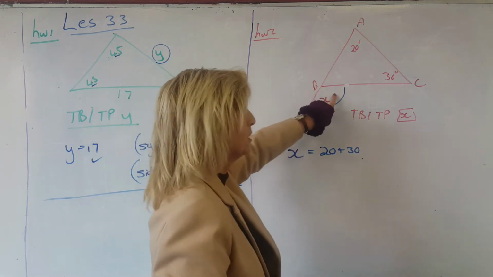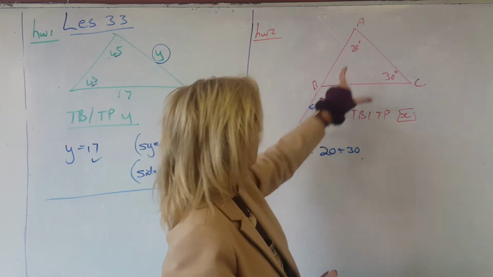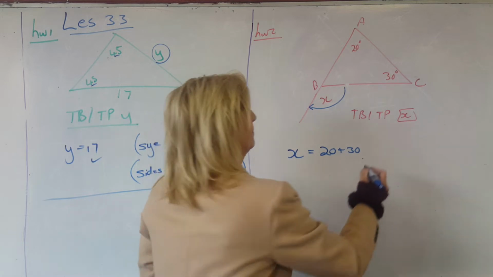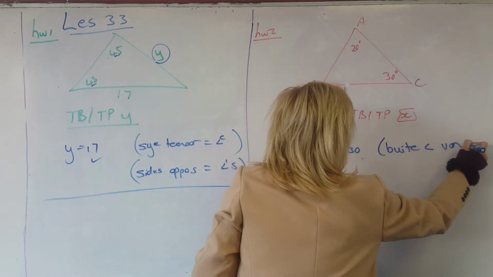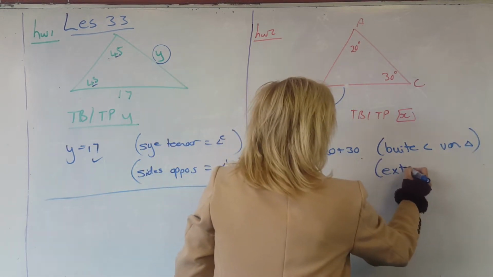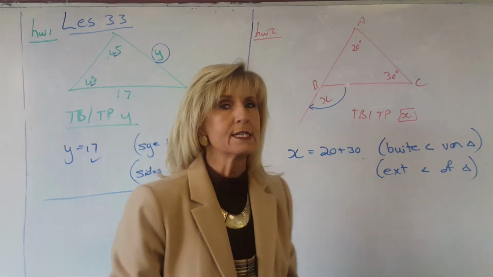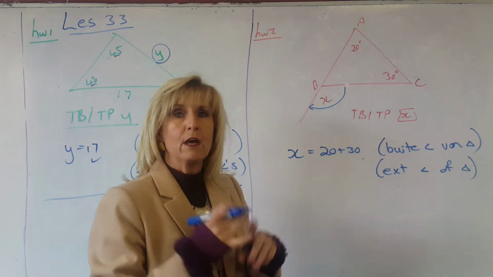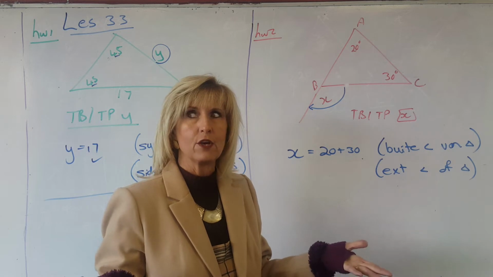Want dit is die buitehoek wat gelyk is aan die sum of the opposite interior angles. Die rede hier is buitehoek van 'n driehoek. And that's all that you need to write is exterior angle of a triangle. Nou die volledige sin is, wat doen die buitehoek van 'n driehoek? Can I ask you in an exam, complete the following sentence. The exterior angle of a triangle, and then you don't know what.